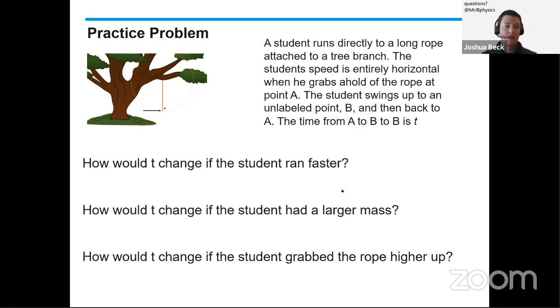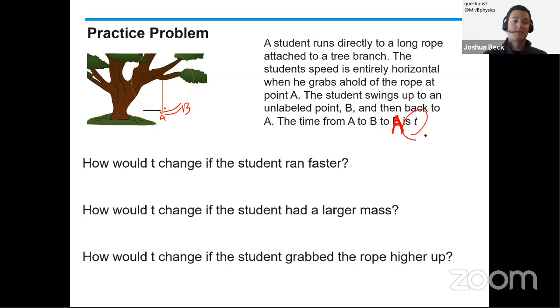So here's your actual question. Go ahead and take a screenshot of this. The time from A to B, that should say back to A. I'm sorry, that's a typo. So the time for the student to go from A to B and then back to A, I've identified as T. So the question is, how would T change if the student ran faster? How would T change if the student had a greater mass? And how would T change if the student grabbed the rope higher up?